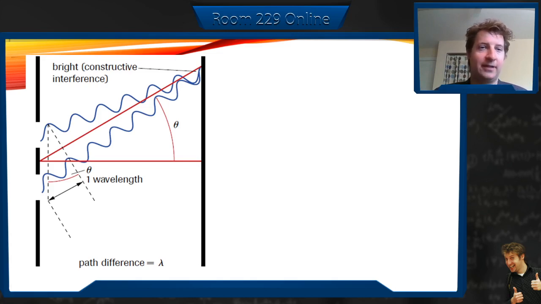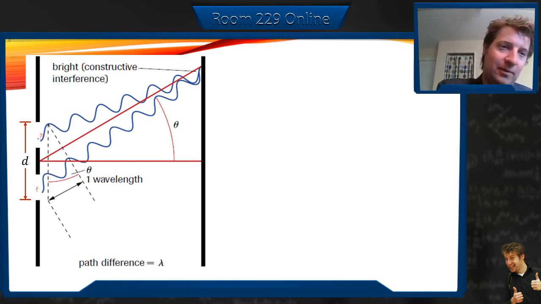So let's say I have my slit here and I have a screen. Okay? So if I have from the top slit here to the bottom, let's call that a distance of d. Now there's going to be a path length difference between those two paths.